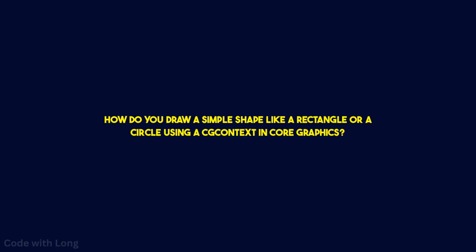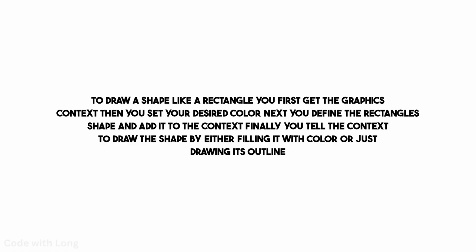How do you draw a simple shape like a rectangle or a circle, using a CG context in Core Graphics? To draw a shape like a rectangle, you first get the graphics context. Then, you set your desired color. Next, you define the rectangle shape and add it to the context. Finally, you tell the context to draw the shape by either filling it with color or just drawing its outline.